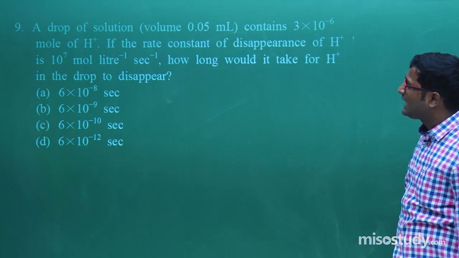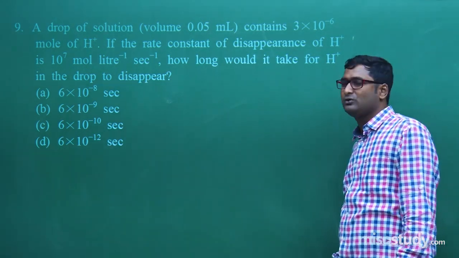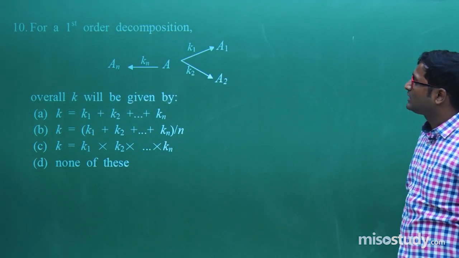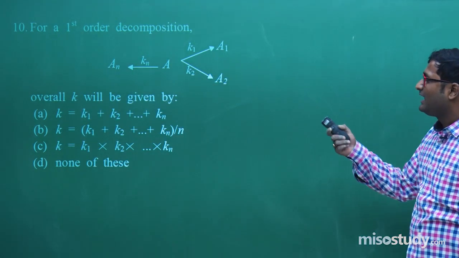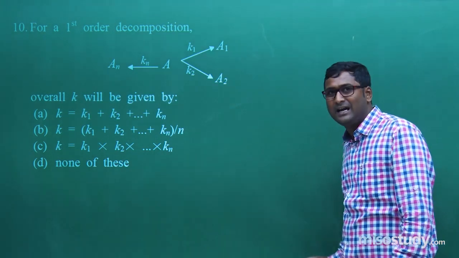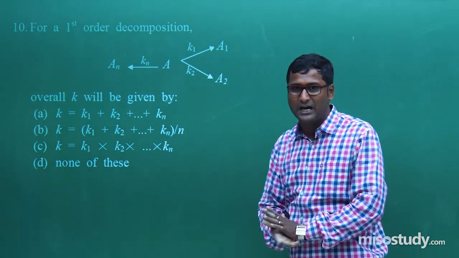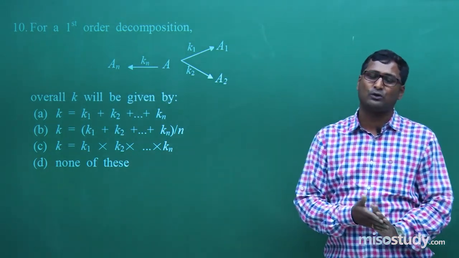Now for question number 9, as I discussed, given the complete expression, 6 into 10 to the power minus 9. And for question number 10, what is the expression? K is equal to K1 plus K2 plus dot dot dot Kn. Clear? I think now you can easily solve such kind of question. Still, if you have any doubt, then you can easily approach me.